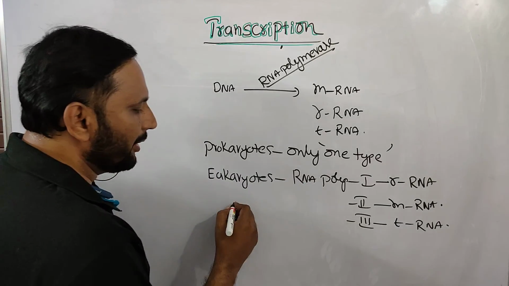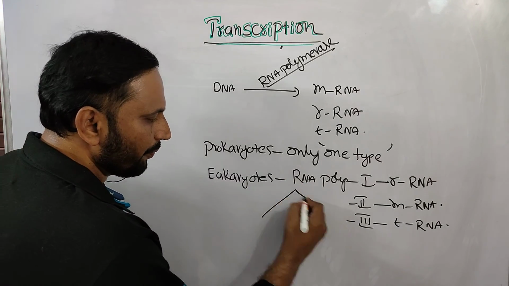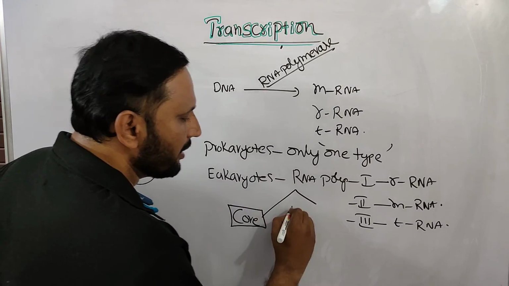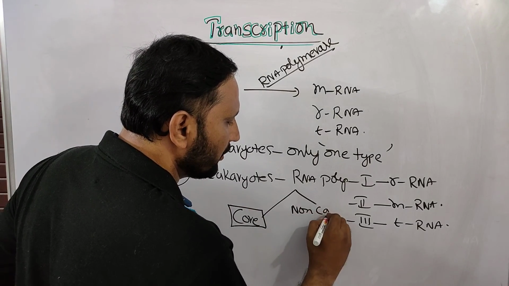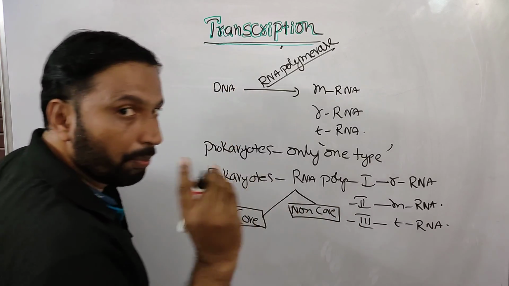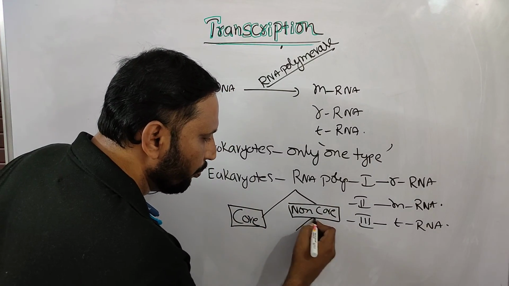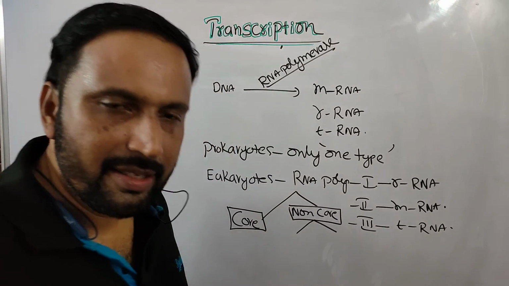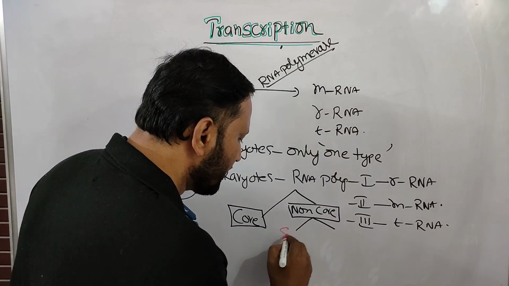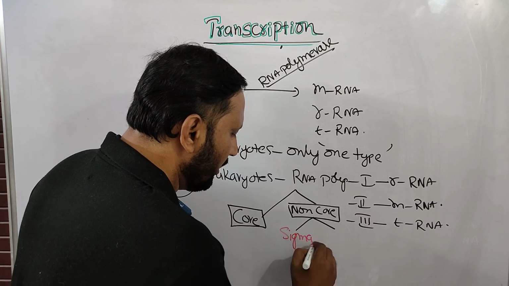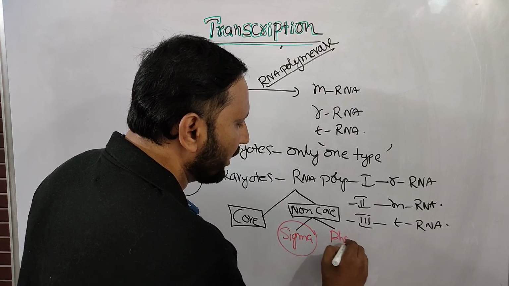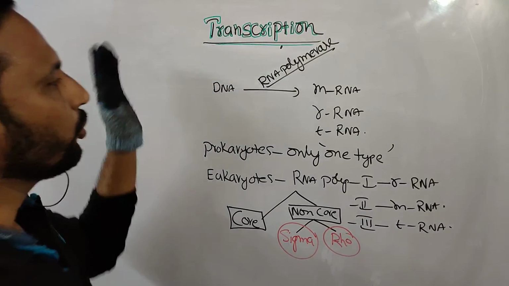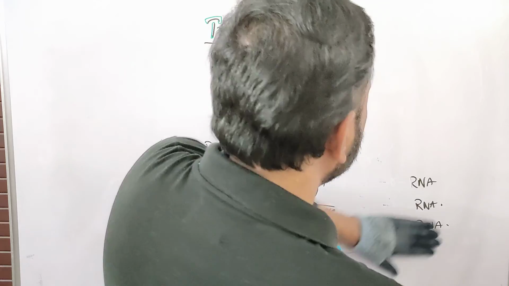Especially in RNA polymerase, two parts are present. One is the core part and another one is the non-core part. In the non-core part, mainly two subcomponents are present. That is sigma factor and rho factor. Sigma and rho factor. Now we are going to the transcription process.